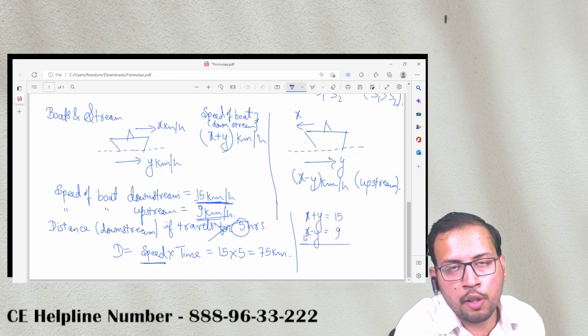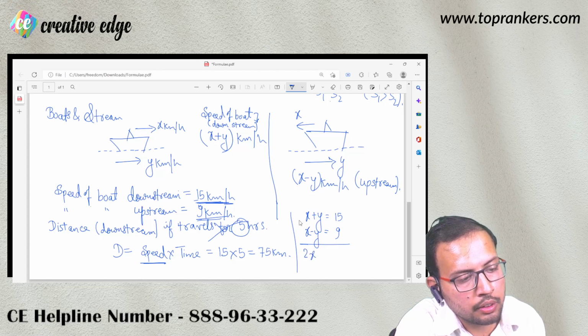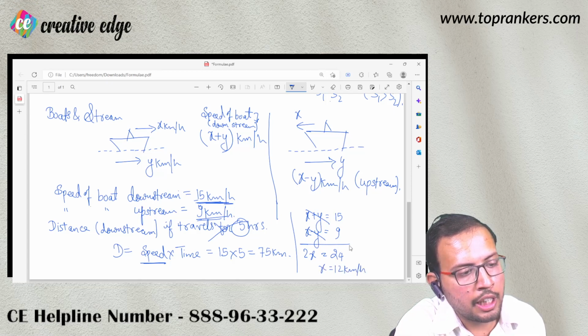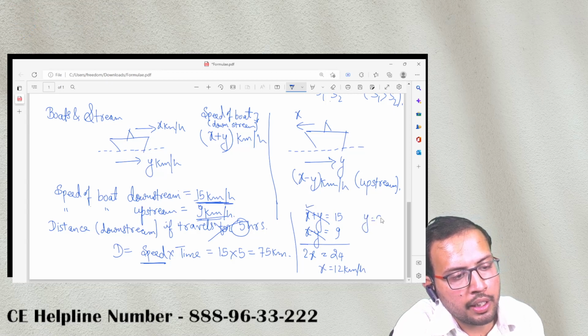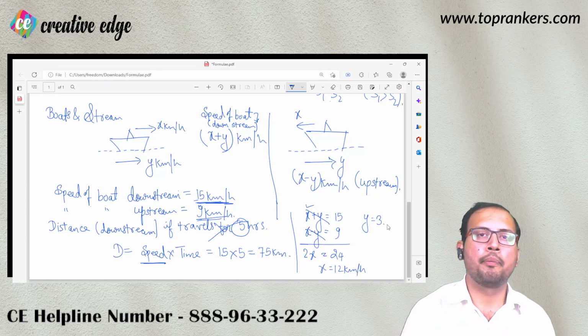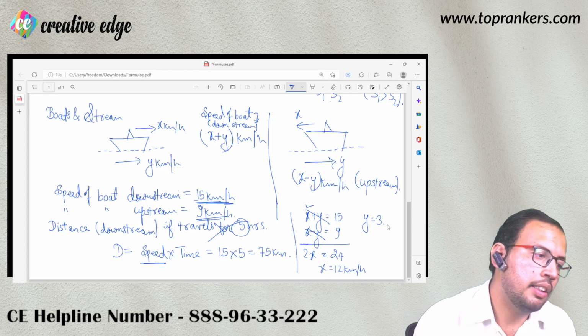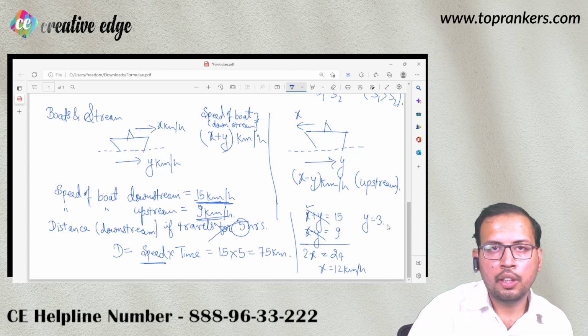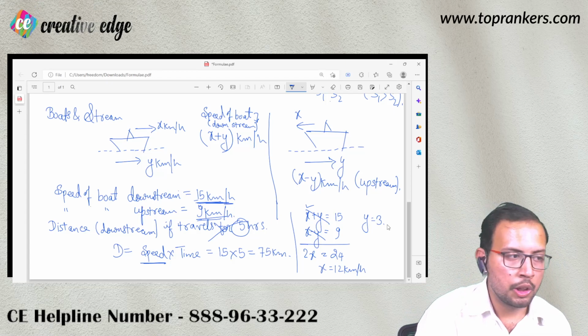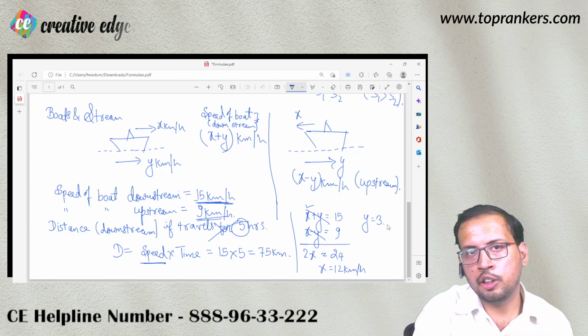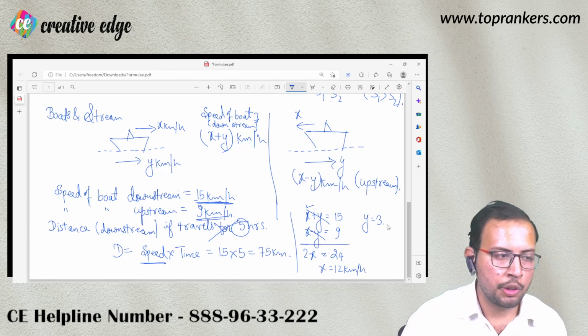Now if I wish to find out the value of x, so x plus x is 2x, y and minus y are cancelled, 15 plus 9 is going to be 24. From here x is going to be 12 kilometer per hour. x 12 है, you can substitute the value of x, तो आपको y is going to be 3. So this is the significance of this information. So this was all about speed, time, distance, trains and boats and stream.